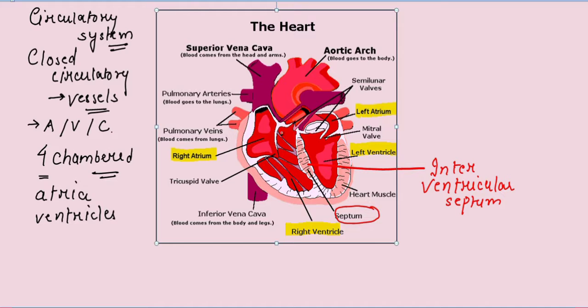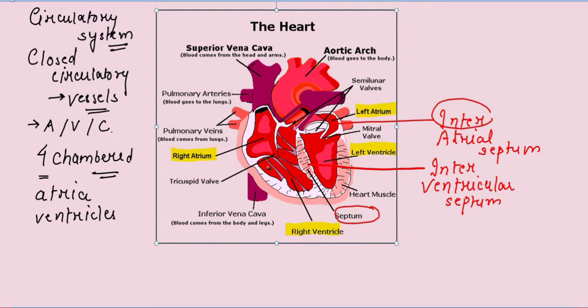एक partition होता है between the two atria, and that is called interatrial septum. ये जो word inter है, that is used for in between. So between the two atria, the interatrial septum is present. Between the two ventricles, the interventricular septum is present.